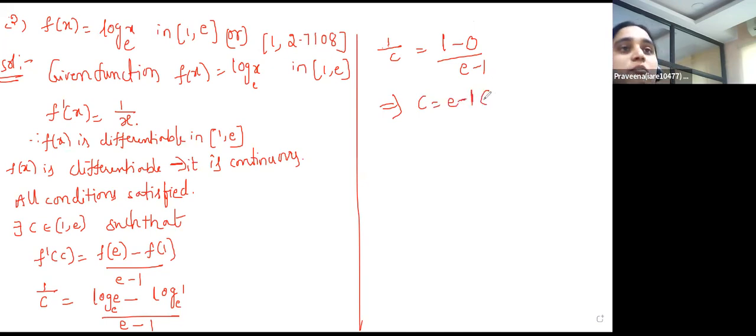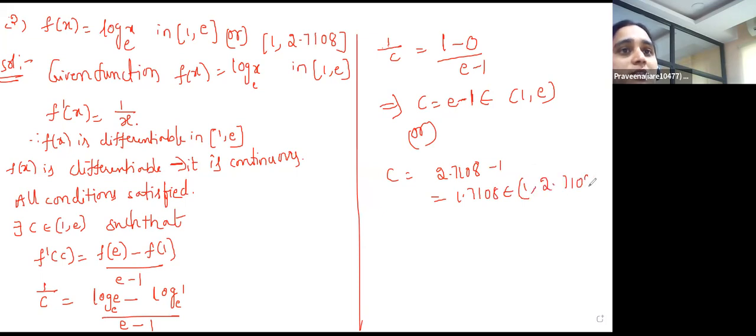Is it in between the open interval 1 comma e? Definitely it is in between 1 comma e, or else we already know the value of e, just substitute here. e means 2.7108 minus 1, that is 1.7108. It is in between 1 comma 2.7108. It is not compulsory, but if you know the e value, for verification of whether it is in between or not, then you have to remember the e value and verify. Definitely it is 1.7108, in between 1 comma 2.7108.